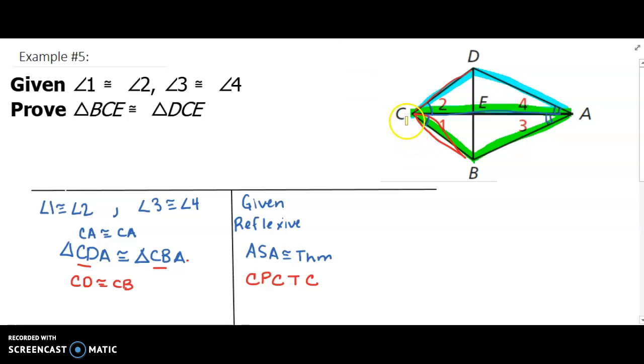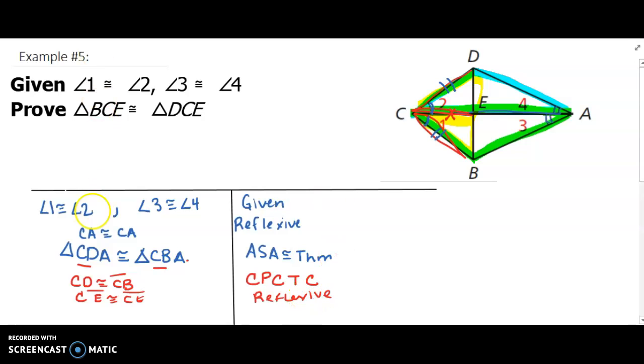Okay, now I want to show that this triangle here is congruent to this triangle here. So notice angle 1 is congruent to angle 2. I already have an angle. I've shown that this side is congruent to this side, so I have an angle and a side. And guys, if I look here, they share CE. So I can say CE is congruent to CE by the reflexive property.